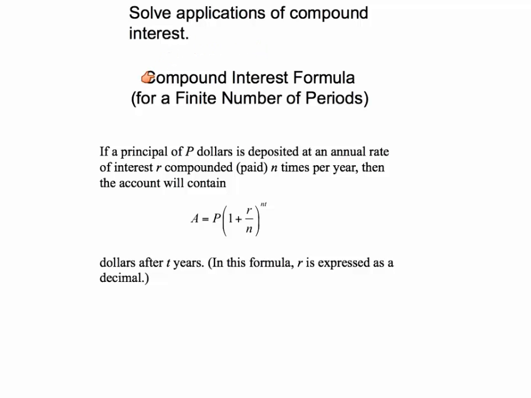Solve application of compound interest. Compound interest formula for a finite number of periods. If the principal of P dollars is deposited at an annual rate of interest R, compounded or paid N times per year, then the account will contain A equal to P times (1 plus R over N) to the power of NT dollars after T years. In this formula, R is expressed as a decimal.